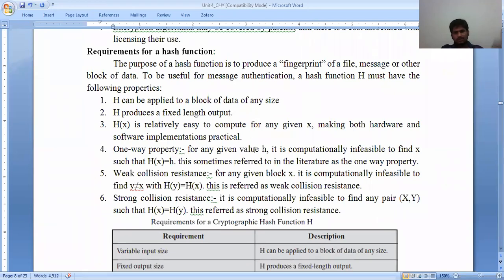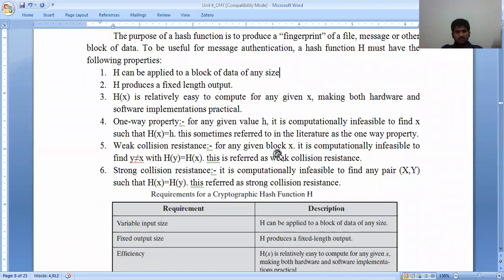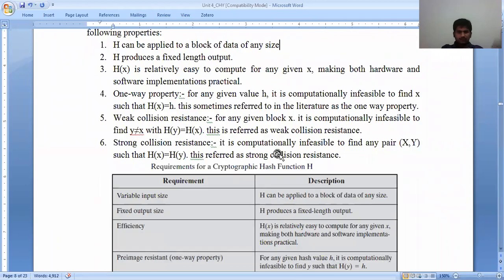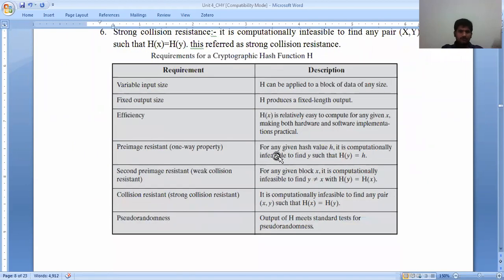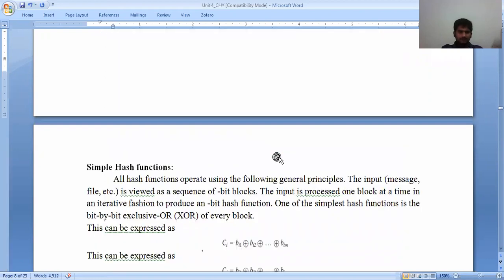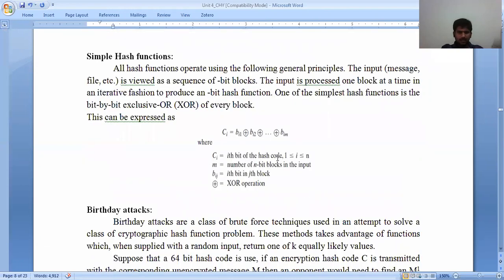The same content is repeated here. Once a variable-size input is there, it is converted into a fixed size from variable length. So, the simple hash, how are we going to do it?